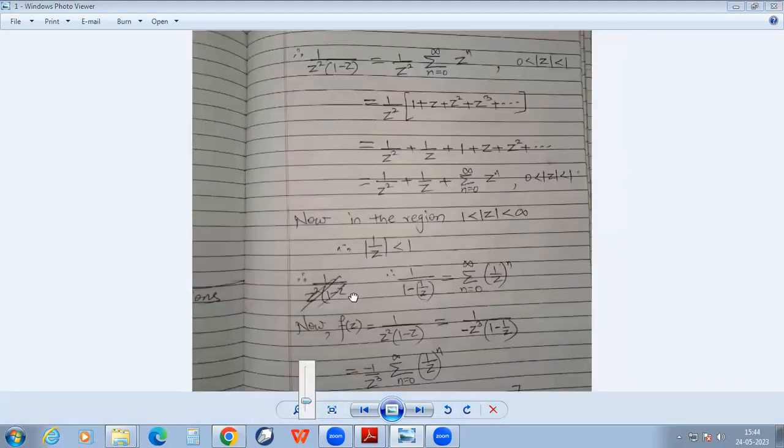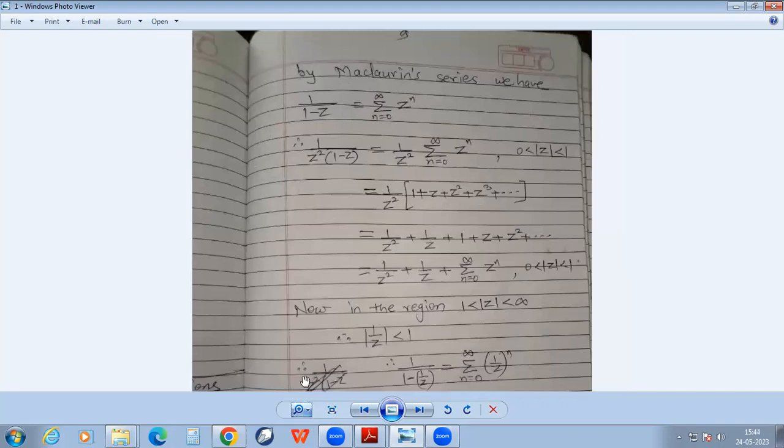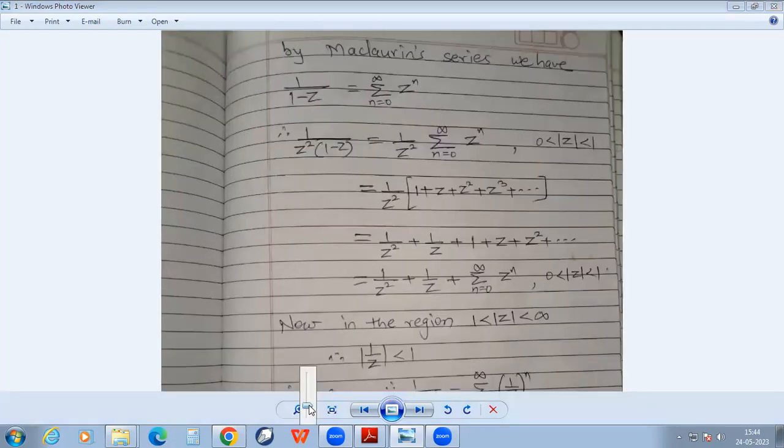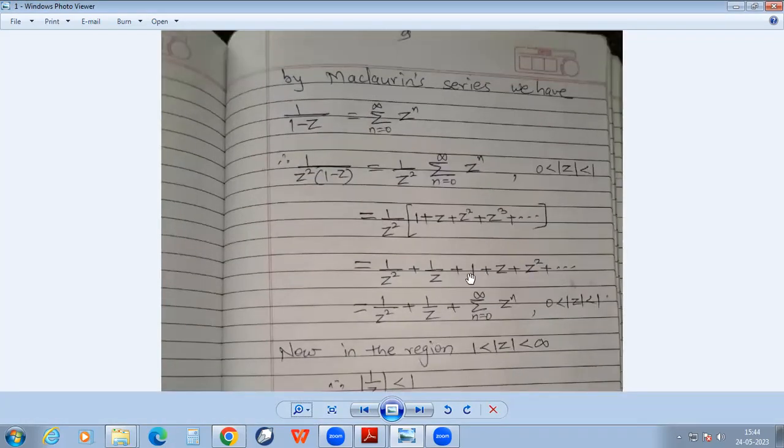So let us see how to expand. As far as 1 by z square is concerned, the expansion is quite easy. 1 upon 1 minus z can be expanded as summation z raised to n, and to that you multiply by 1 by z square. So this is the expansion, and here you can very clearly see there are two negative powers of z, and the remaining, infinitely many, are positive powers of z. This is in our first unit disk, punctured at 0.